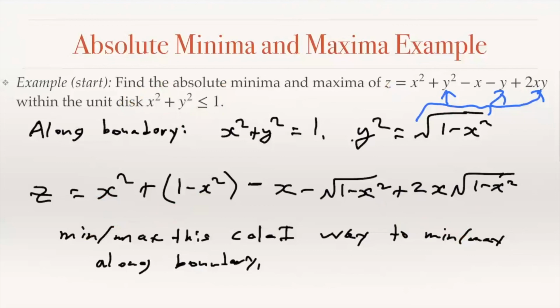And then to find the mins and maxes within the unit disk, we find the critical points and do exactly the procedure that we have done in this video lecture. Now, that works, it completely works in every way. It's just that differentiating this looks awful, doesn't it? Well, fortunately, in the next section, we will be learning the method of Lagrange multipliers, which will be a very nice way of minimizing or maximizing a function subject to a constraint, like the constraint of being along a boundary, and it will save an algebraic mess.